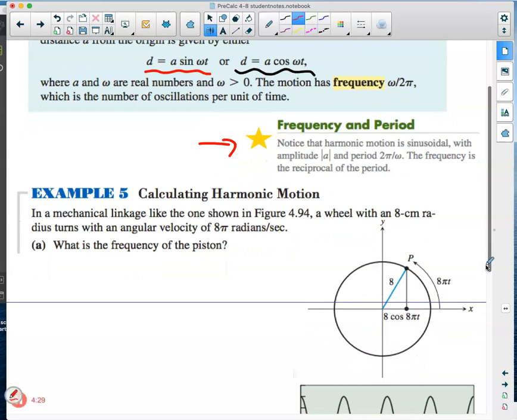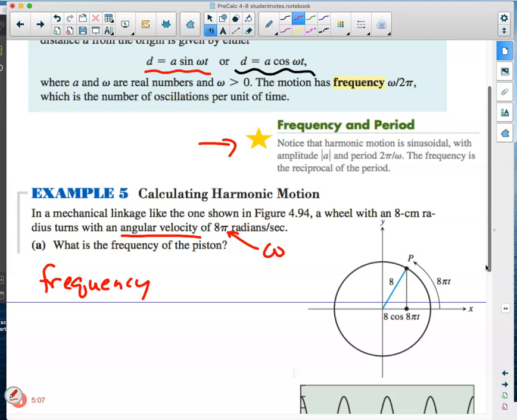Example 5, calculating harmonic motion in a mechanical linkage like the one shown in figure 4.94. A wheel with an 8 centimeter radius turns with an angular velocity of 8 pi radians per second. What is the frequency of the piston? So the first thing I thought of was when they said angular velocity, that's my omega right there. And yeah, my omega and my W's kind of look the same. I'm going to try to make my W's go inside a little bit there. And what is the frequency of the piston? And we know frequency.